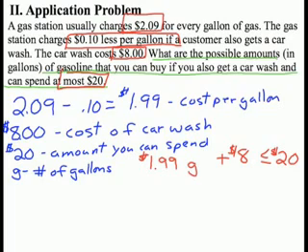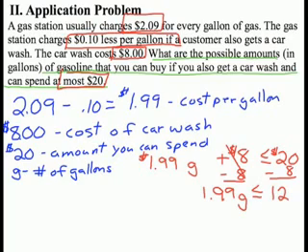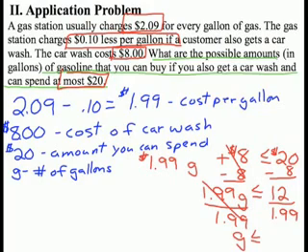Now that we wrote an inequality, we have to solve the inequality for G to find out how many gallons of gasoline we can purchase. So this is just a two-step inequality to solve. We start out by subtracting 8 from both sides. We're left with $1.99G is less than or equal to 12. And the last step here is to divide by $1.99. And we get G is less than or equal to 6 gallons. So we can afford to buy 6 gallons of gasoline and get a car wash. But we could also get less than 6 gallons of gasoline.